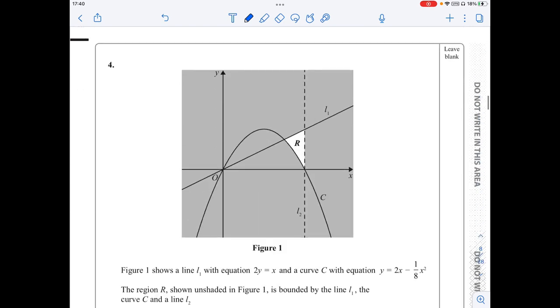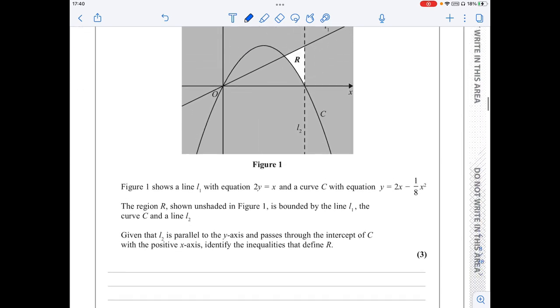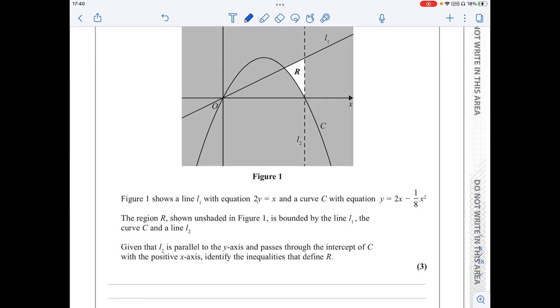Now coming to question number 4. Figure 1 shows the line L1, equation 2y equals x, and curve C with equation y equals 2x minus 1/(8x²). Region R, shown unshaded in figure 1, is bounded by L1, the curve and line L2. Given that L2 is parallel to the y-axis and passes through the intercept of C with the positive x-axis, identify the inequalities that define R.